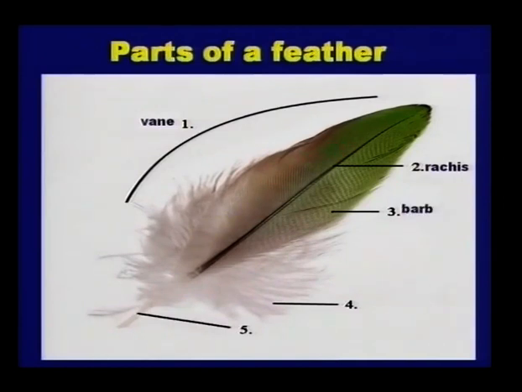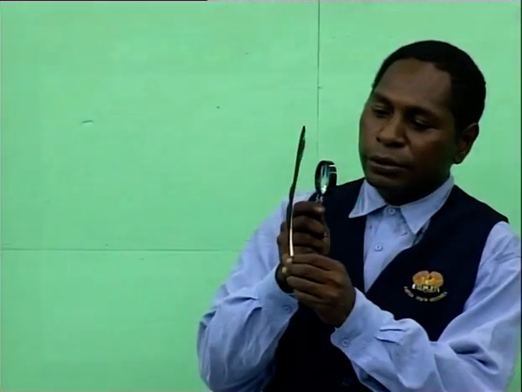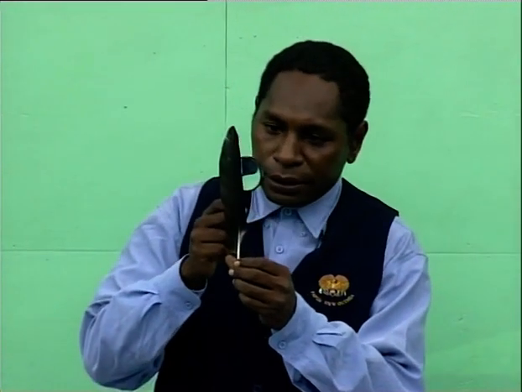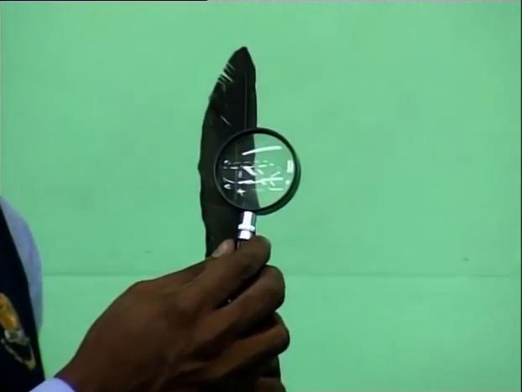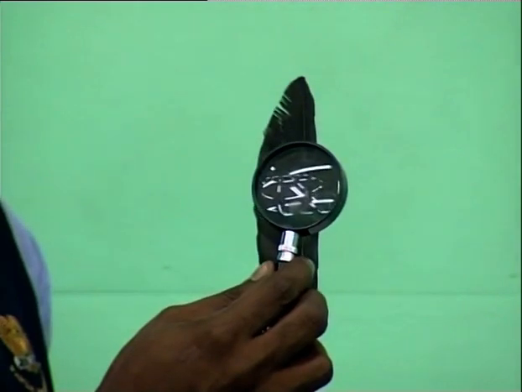And then you have the barb. Now using the hand lens, you try to spot the barb of the feather. They are in between those lines there. So you use your hand lens and try to spot the barb. Can you see the barb? You will find a barb in between the lining on the feather. So you place your hand lens and try to see where the barb of the feather is.